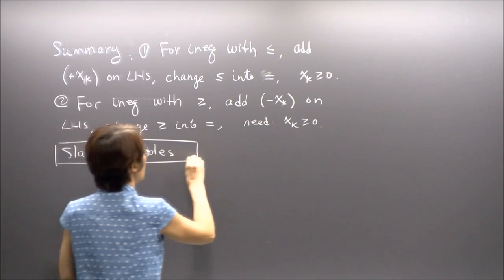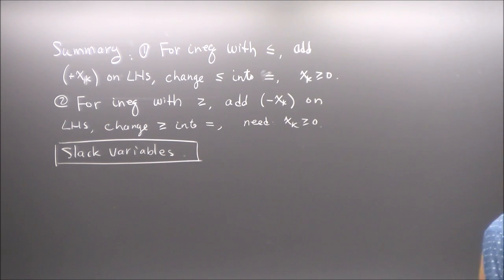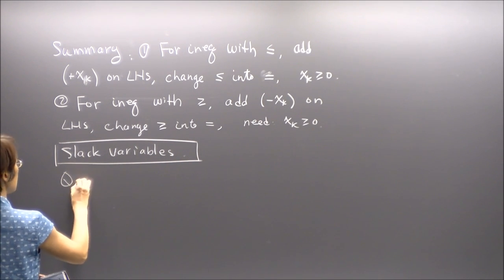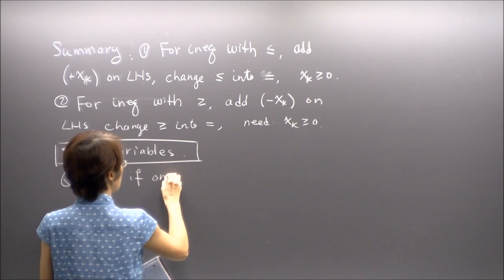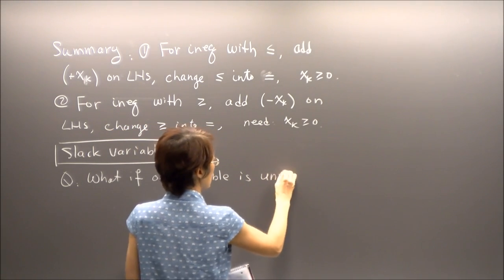Okay, so there is one more situation we will have to learn to handle. So far in all the examples we have seen, all the variables we define are naturally non-negative. So that's why that constraint comes. It could also happen for some model, I have a variable for me to control, but actually there's no constraint on it, okay? And I wish to write this in the standard form. So here's the question, what do we do? So what if one variable is unrestricted?